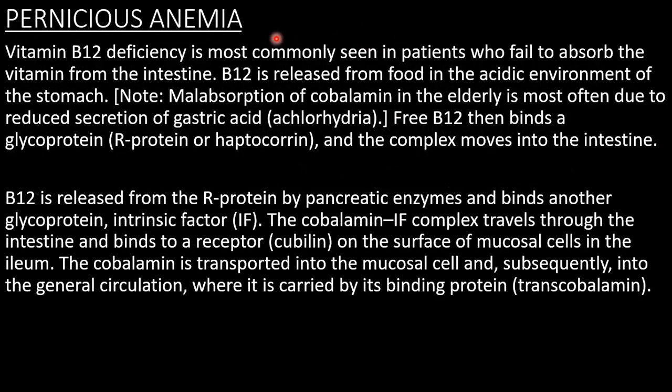Now, pernicious anemia. Vitamin B12 deficiency is most commonly seen in patients who fail to absorb the vitamin from the intestines. B12 is usually released from the food in the acidic environment of the stomach. So food, say red meat, which has B12: in the stomach, the B12 will be released from this red meat due to the hydrochloric acid.